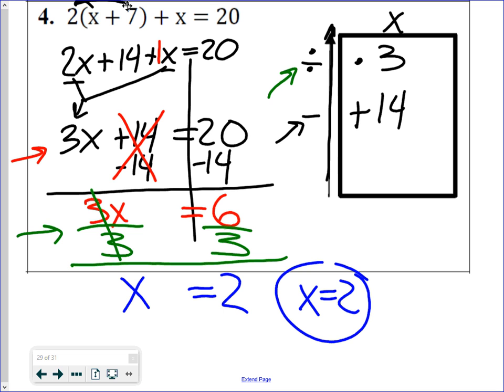So not too bad. The only new part is that initially we did the distributive property, multiplying that through, but then we also had to combine like terms. It took a little bit longer to solve that out, but it worked. Let's take a look at the next one.